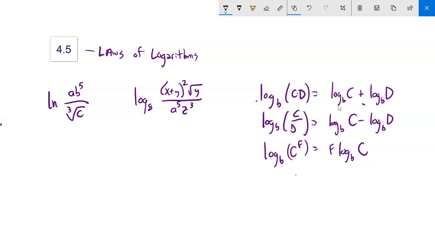All right, two more to expand. So I have natural log. Natural log is just log base e, so all these same rules apply. Notice I have natural log of a times b to the 5th divided by the cube root of c. So I have two terms multiplied together and one term that's divided. The term that's divided is going to be subtracted; the other pieces will be added. So let me break up what I have so far: natural log of a plus natural log of b to the 5th minus natural log of the cube root of c.